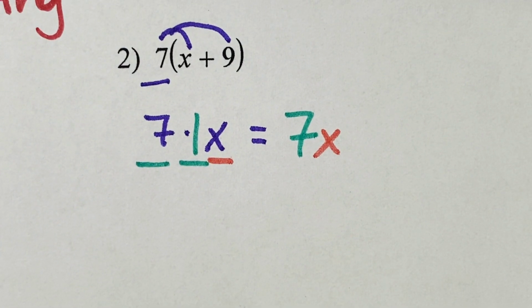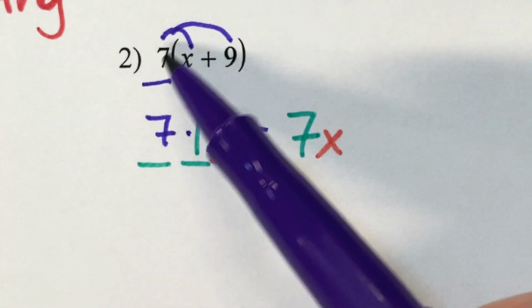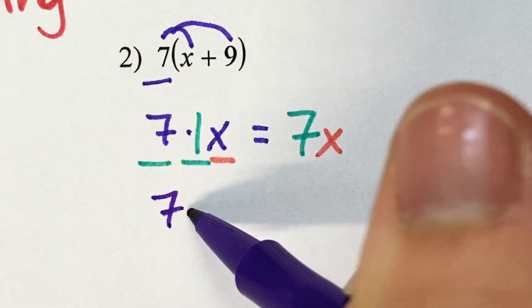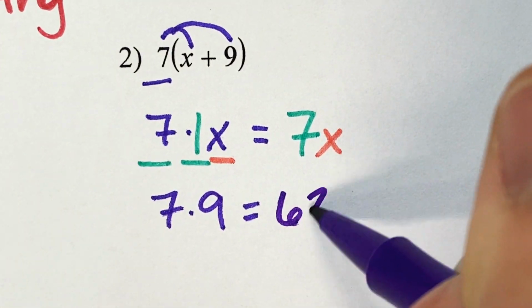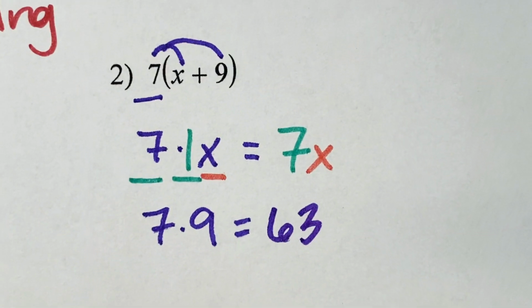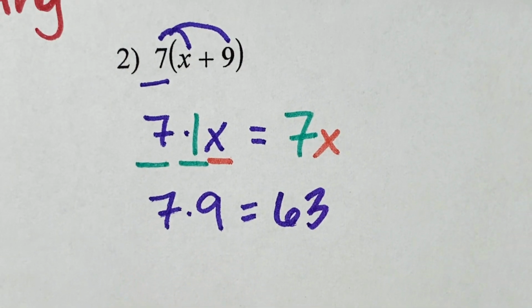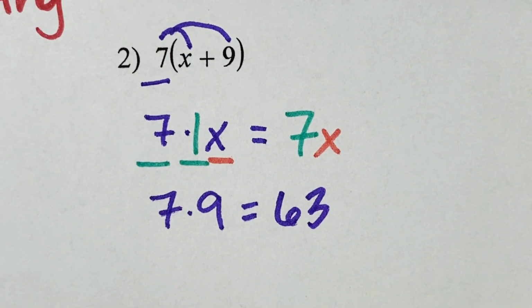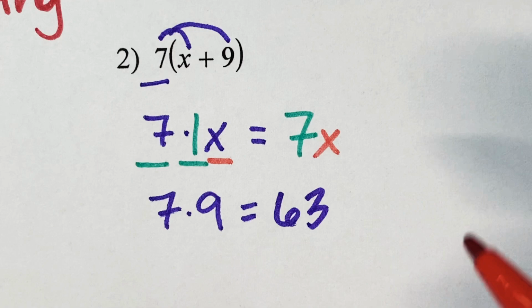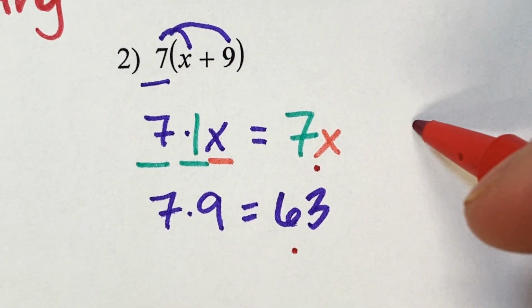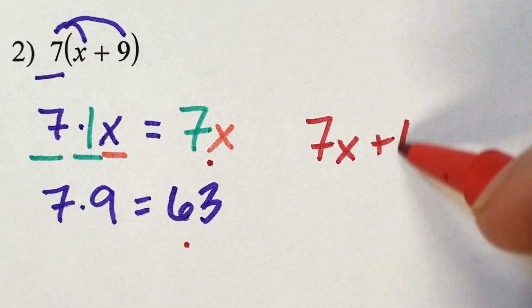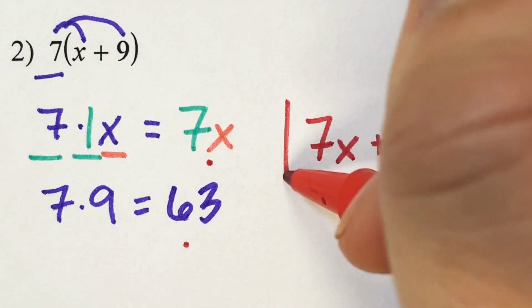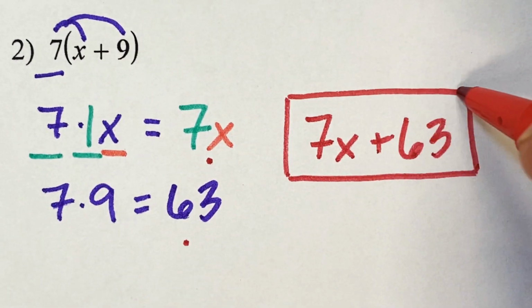Okay, well now our second piece, we need to take 7 times 9. 7 times 9, and that is going to give me positive 63. Okay, last step is to just rewrite these pieces together. So we have 7x with a positive 63, so plus 63, and that is our simplified expression.